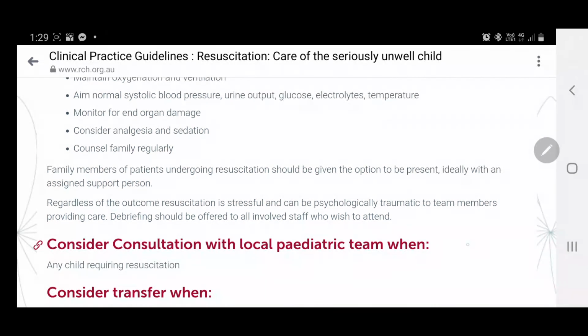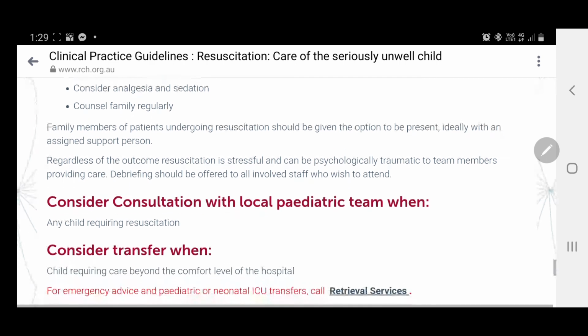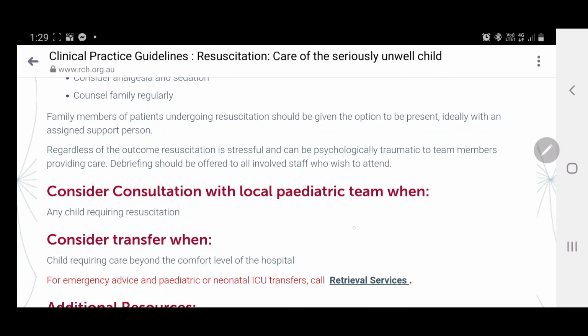So when do we consider consultation with the local pediatric team? When any child requires resuscitation. So for any child requiring resuscitation, we should go for consultation. And we consider transfer when a child is requiring care beyond the comfort level of the hospital.